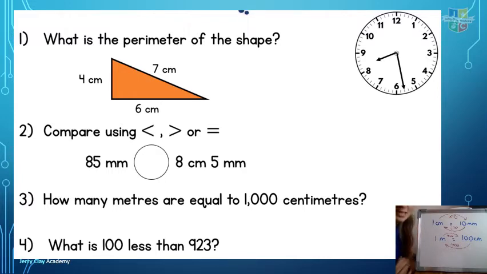Then it says how many metres are equal to 1,000 centimetres. So again, think about your conversion rates. If you're going from centimetres to metres, what are you going to do? And then finally for number 4, what is 100 less than 923? So you might want to put this into a column method to show your working out. Once you've done that, press play and we'll see if you got all your answers correct.